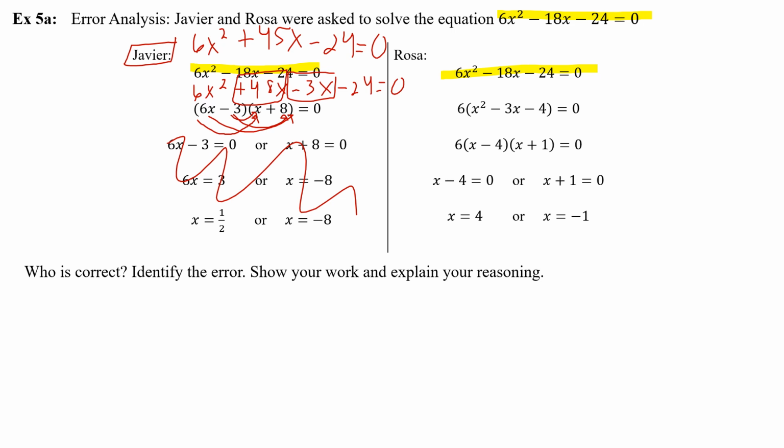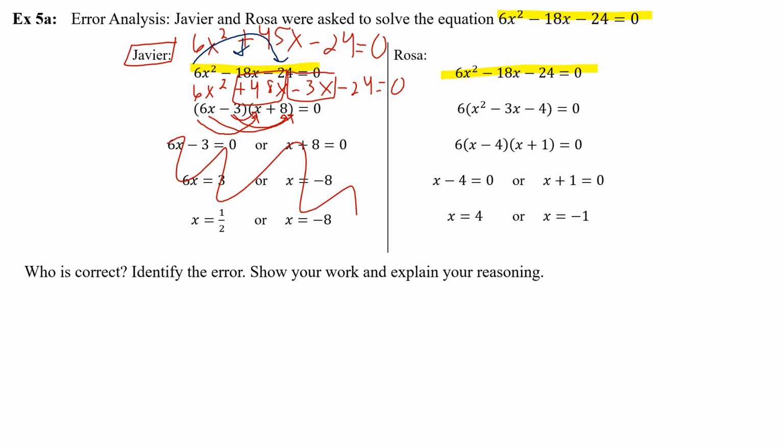Now, we have here, she decides to take out our greatest common factor. Now, keep in mind, just because she took something out and she did follow the steps does not mean automatically that she is correct. There's always an option to say, hey, just like Javier did, I'm going to do 6 times negative 24, whatever that is. I'm going to figure out numbers that add up to negative 18. You could do that.